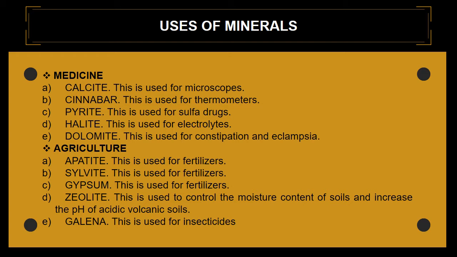So next we have for agriculture, uses of minerals for agriculture. We have apatite, this is used for fertilizers. Sylvite, this is used for fertilizers too, and also gypsum. So for zeolite, this is used to control the moisture content of soils and increase the pH of acidic volcanic soils. Not familiar with this mineral. So next we have galena. This is used for insecticides.